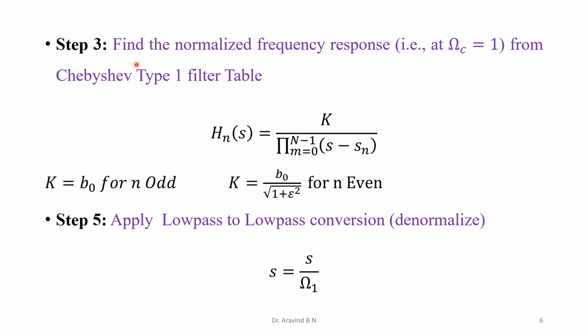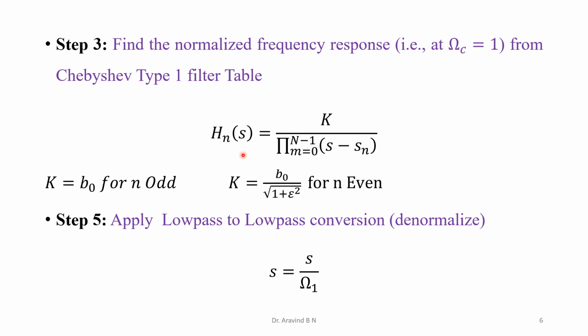The next step, find the normalized frequency response from the Chebyshev type 1 filter table, that is, with respect to the cutoff frequency omega c equal to 1. There are two procedures to obtain the normalized frequency response. One is based on the value of epsilon: we can go through the lookup table and directly write the H of s representation. The other way is to make a proper calculation without having a lookup table, and then we can obtain the H of s representation.